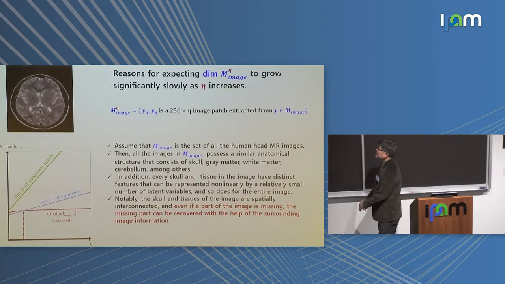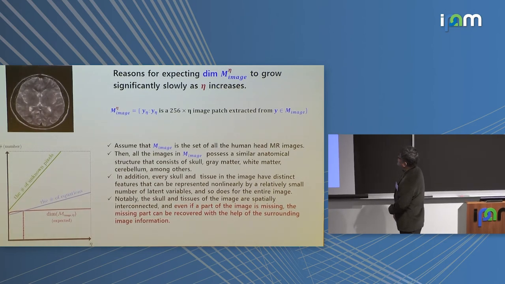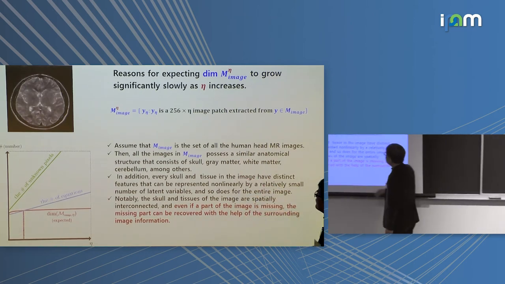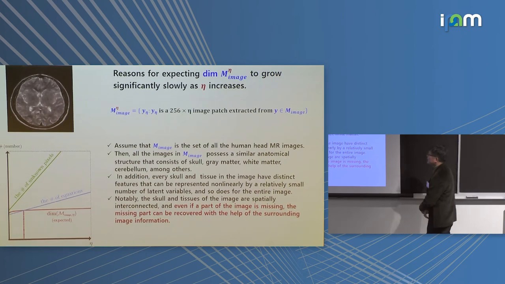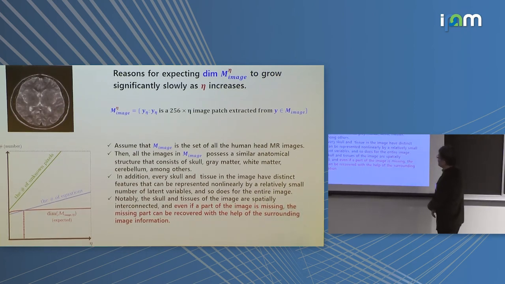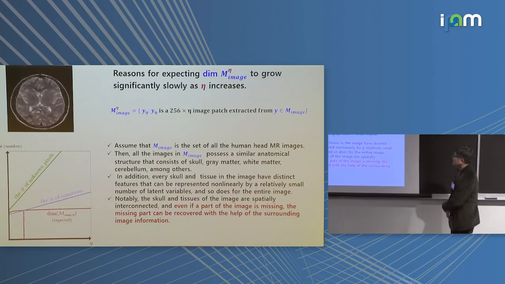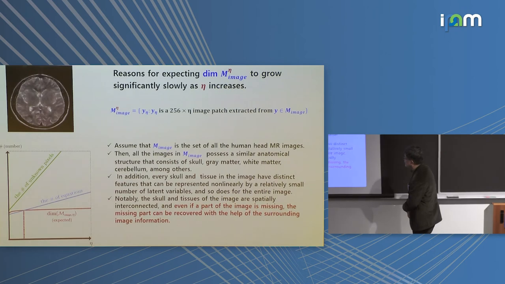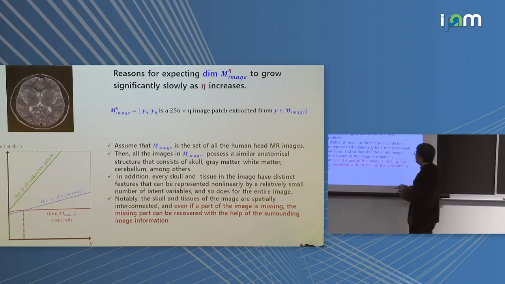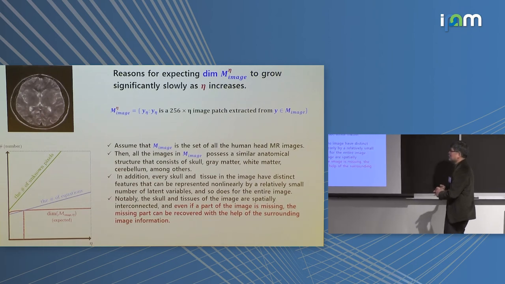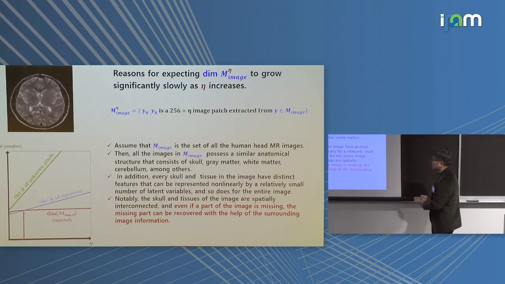The reason for expecting the dimension of this manifold to grow significantly slowly as eta increases is the following. Assume the manifold is the set of all human head images. Then all images in M possess a similar anatomical structure that consists of the skull, gray matter, white matter, cerebellum, and others. In addition, every skull and tissue in the image has a distinct feature that can be represented nonlinearly by a relatively small number of latent variables. So does the entire image.